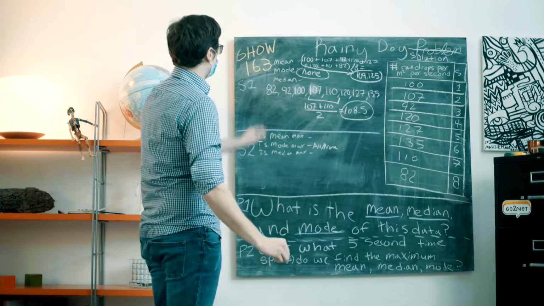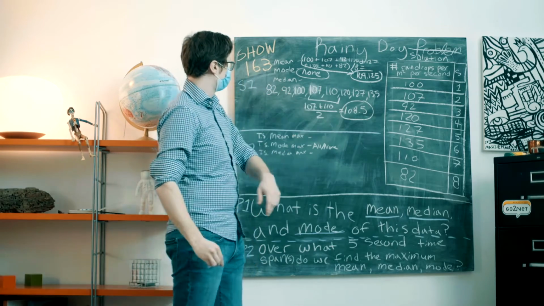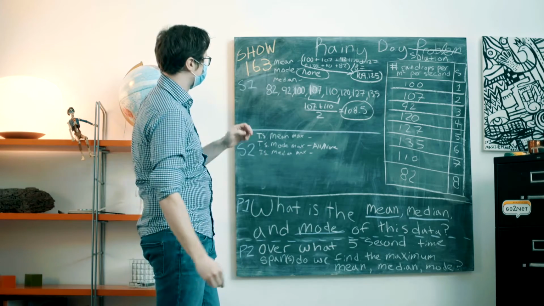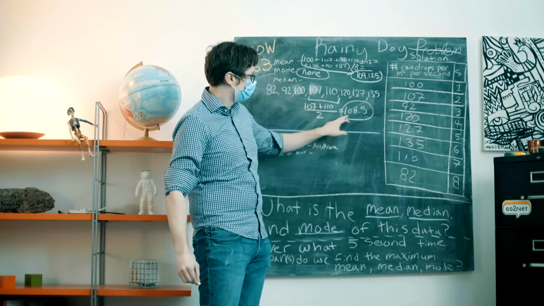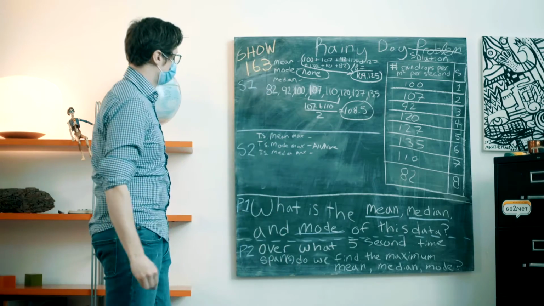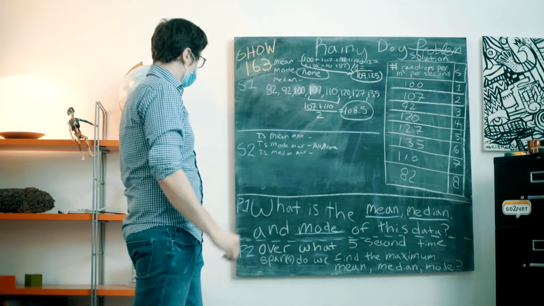So for question number 1, the mean is 109.125. The mode is none. There is no mode. It doesn't exist. And the median is 108.5. Okay, so that's pretty good.